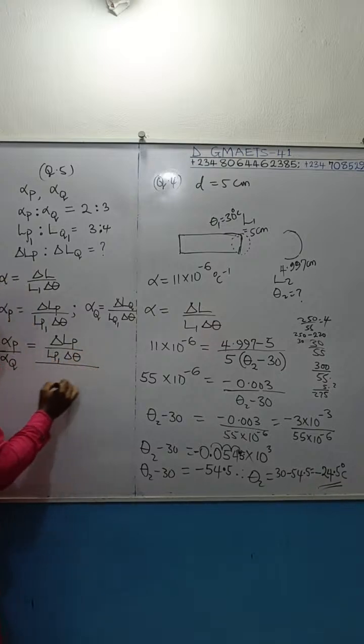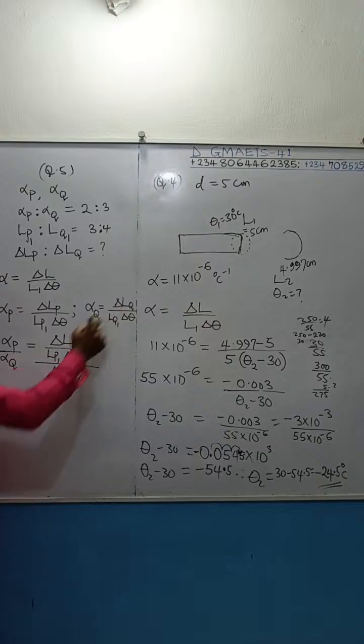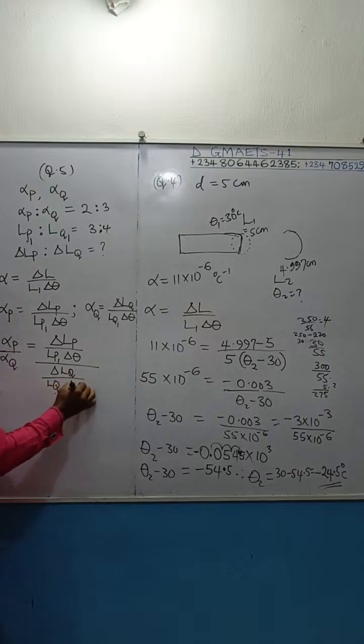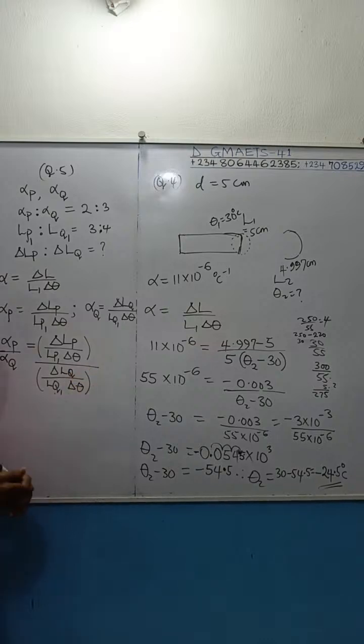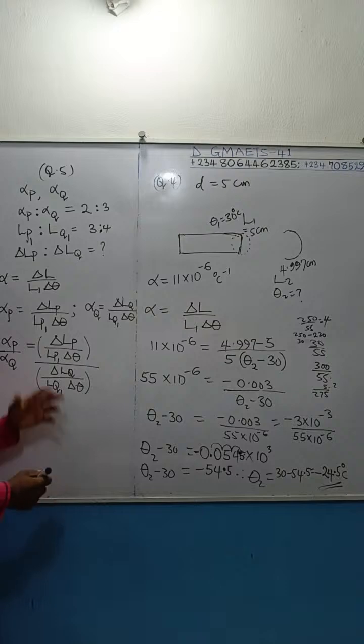Divide this whole thing by the formula of linear expansion, the linear coefficient of expansion, or simply linear expansivity, of Q, which is written as delta LQ divided by LQ1, then times delta theta. So this is what we've got. That's the ratio. So all we have to do now is to simplify.